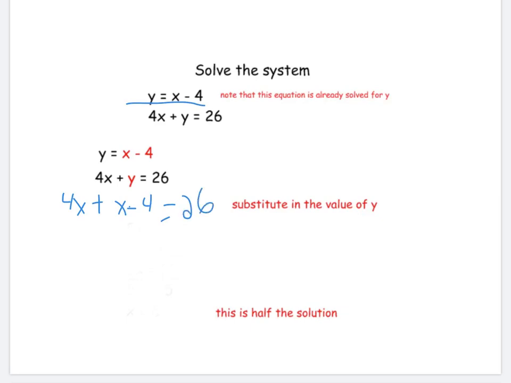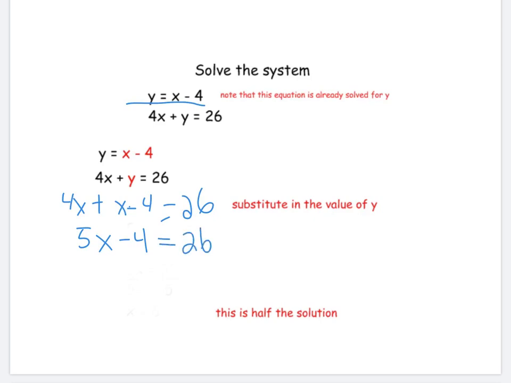Now I should have an equation that has only one variable that I can solve for. Our one variable in this case is x. So I want to be able to solve this equation for x. To start simplifying the left hand side before I isolate the x, I can combine my like terms. Like terms are terms that have the same variable and the same exponent. In this case, that would be the 4x and the x. 4x plus x is 5x. And there's nothing I can combine with the minus 4, so I leave that as minus 4. And that's equal to 26.